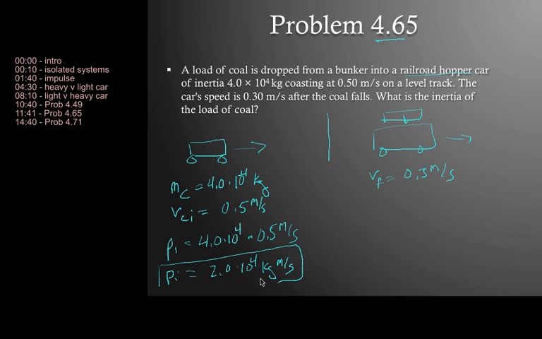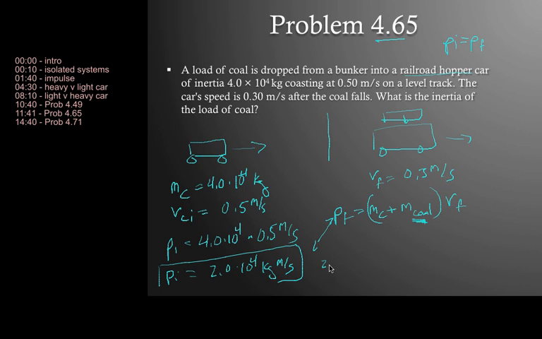So that's our initial momentum. And we know that our initial momentum is equal to our final momentum. So then our final momentum is equal to the total mass of the system. So that's going to be the mass of the car plus the mass of the coal. Both of them start with C, so that's unfortunate. Times V final. So what we want to know is this M coal. We know this V final. So let's go ahead and set these two equal to each other.